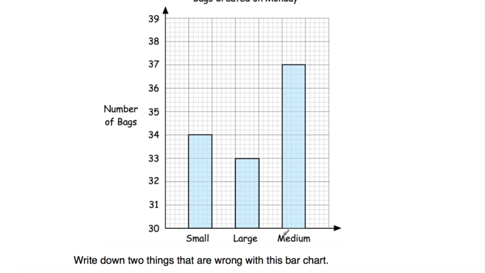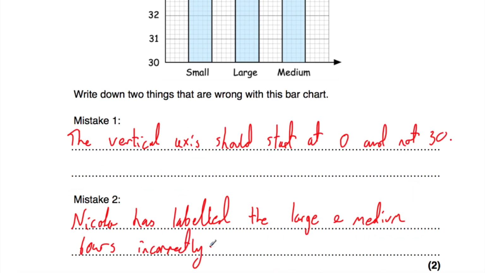So let's write that down. She's labelled these two bars incorrectly. I've just written down that Nicola's labelled the large and the medium bars incorrectly. They should be the other way around. Those bars should be labelled the other way around. And that's it. Okay, so that's the two mistakes.